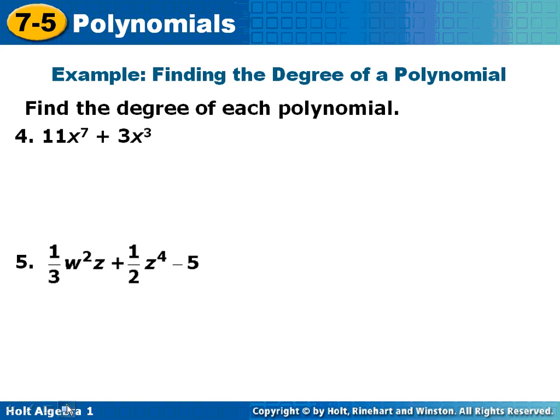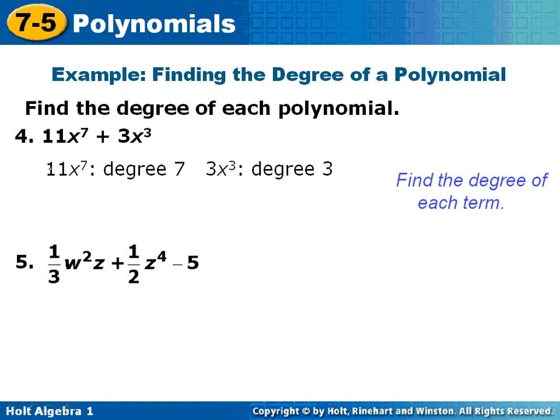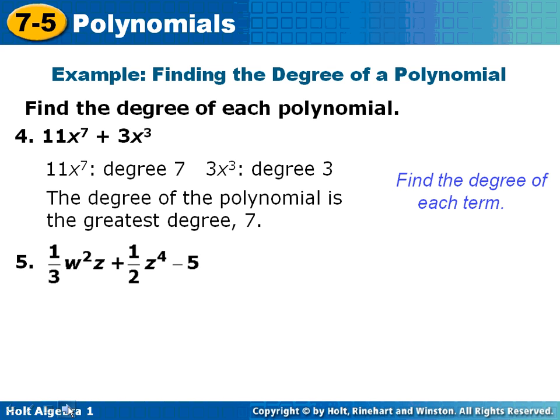Okay, so here's number 4. We have to find the degree. So the first thing we have to do is find the degree of each term. 11x to the 7th, the degree is 7. 3x to the 3rd, the degree is 3. So the degree of the whole polynomial is the greatest, and so the answer is 7.